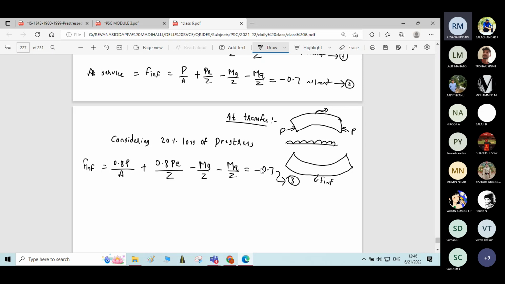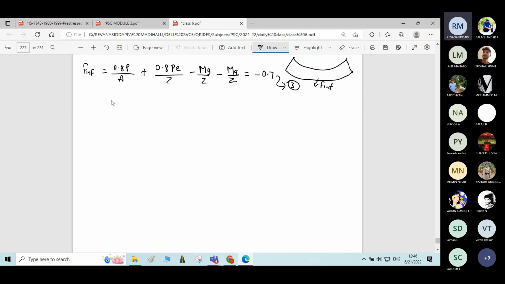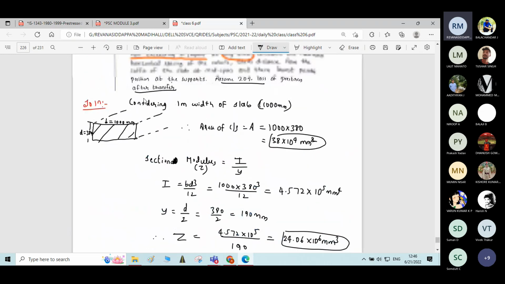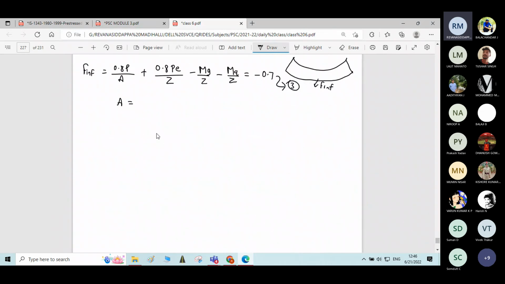Now we have to find all the required values. Pre-stressing force is the unknown parameter here. That only we have to find. Sectional area is known, the area of cross section of the slab. We have determined at the initial stage only: 38 into 10 power 4 mm square. Then what else is required?